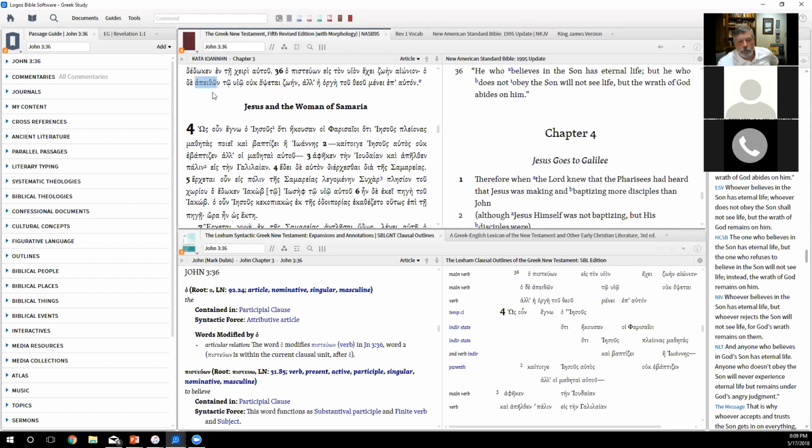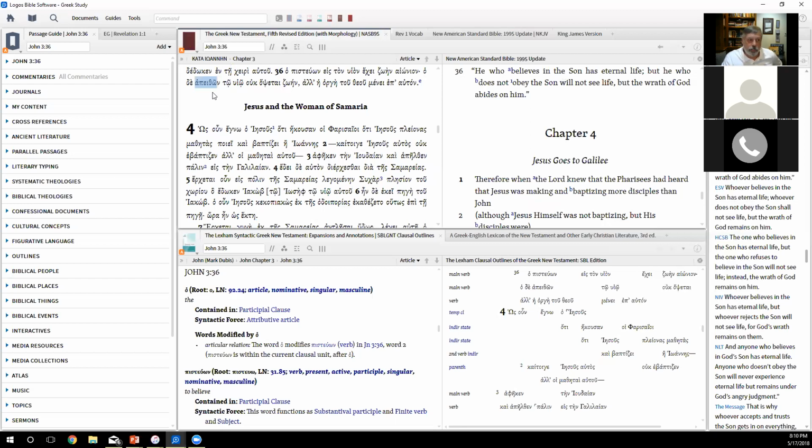That's why I tell you, translation is both an art and a science. The art is that when you make a translation from one language to another, you're translating for a given audience, and oftentimes you will make the translation smooth for that audience. So it's not wrong to say, "He that believeth in the Son has eternal life, and he that believeth not will not see life, but the wrath of God abides on him."